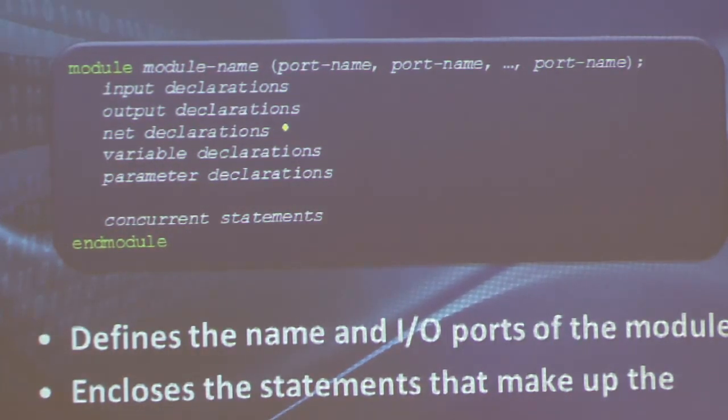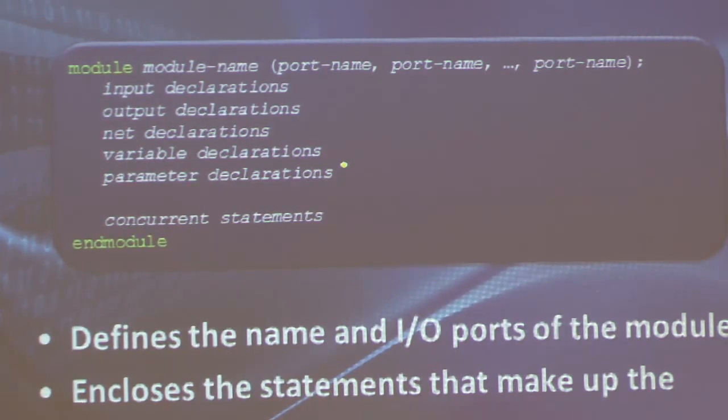We'll define net declarations, which will be things like internal wires in the module, and of course I'll go one by one and I'll explain it in more detail. It will be followed by variable declarations, so you can have integer registers. We'll talk about what variables are. You can have parameter declarations, constants, we call them parameters.